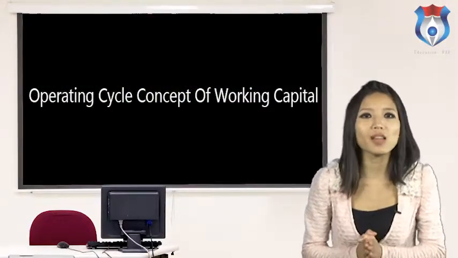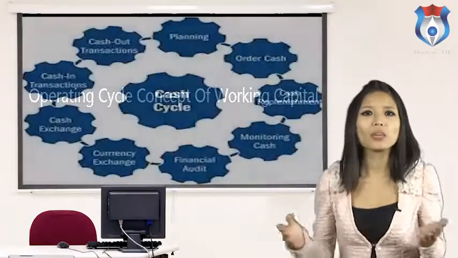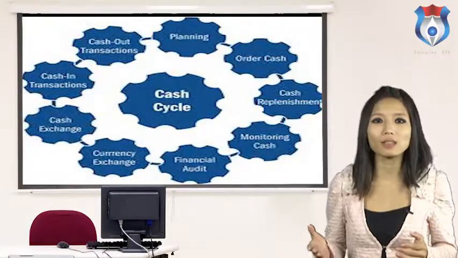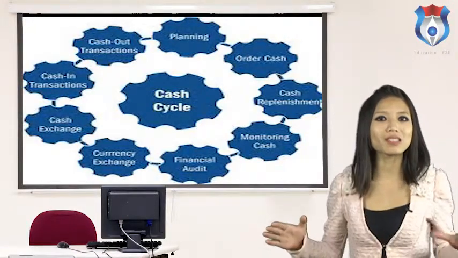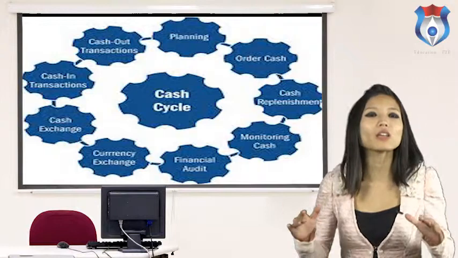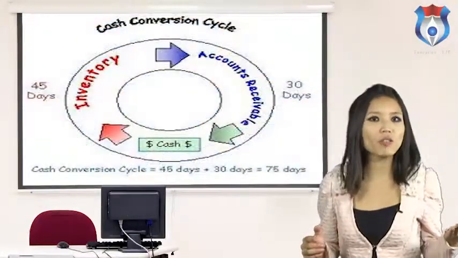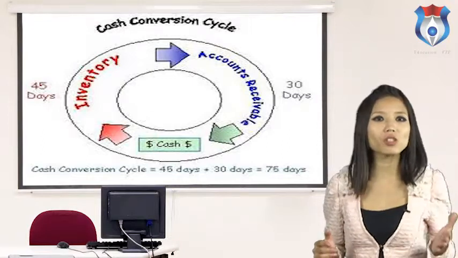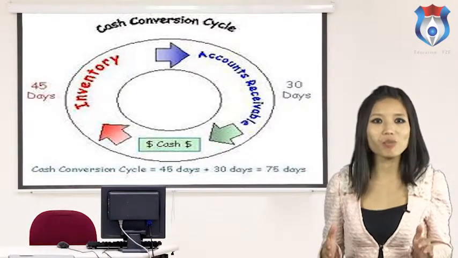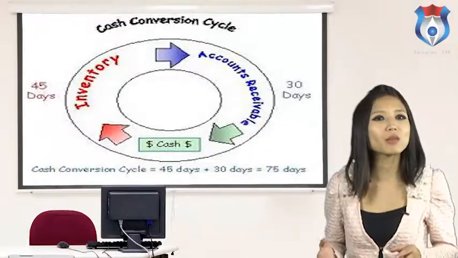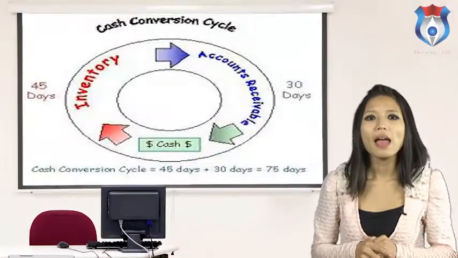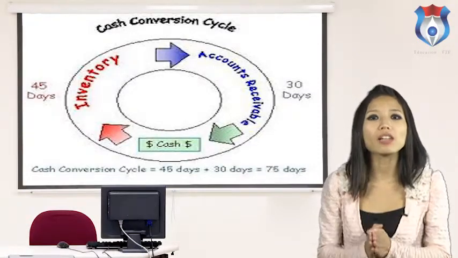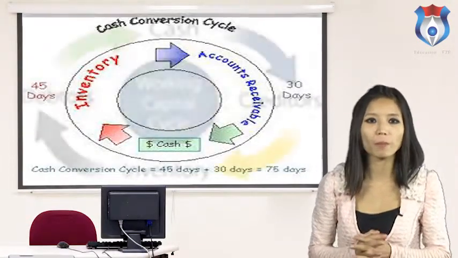Operating cycle concept of working capital. The term operating cycle, otherwise called cash cycle, refers to the length of time necessary to complete the following cycle of events. Conversion of cash into inventory. In this stage, cash first gets converted into raw materials, then work in process, and then finished goods in a typical manufacturing concern. As regards non-manufacturing concerns, when the goods are purchased, cash gets converted into inventory.